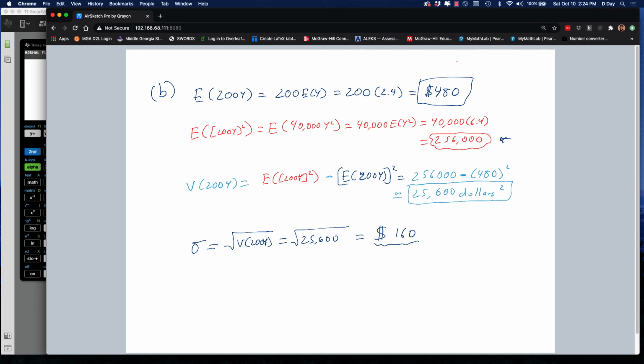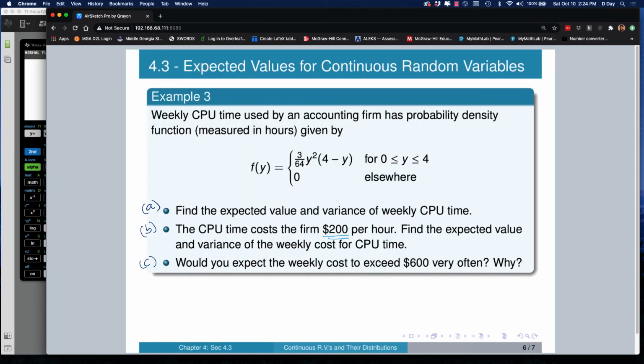So let's go back and read what part C is asking us. Part C says, would you expect the weekly cost to exceed $600 very often? And then it asks why you think yes or no.